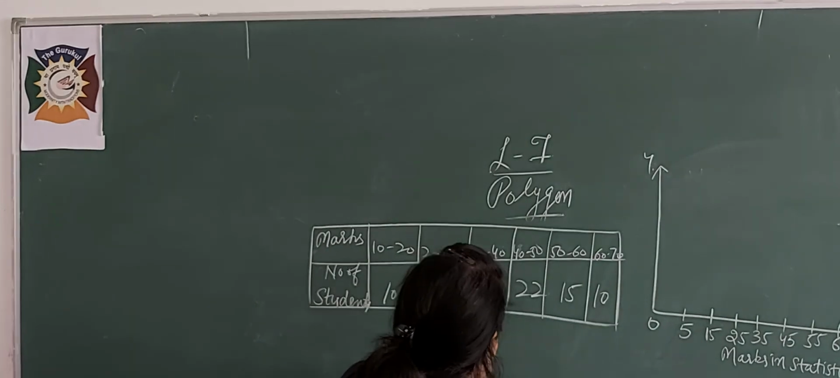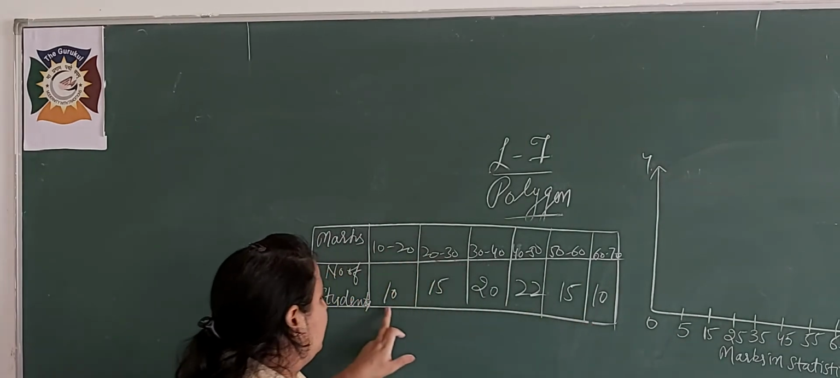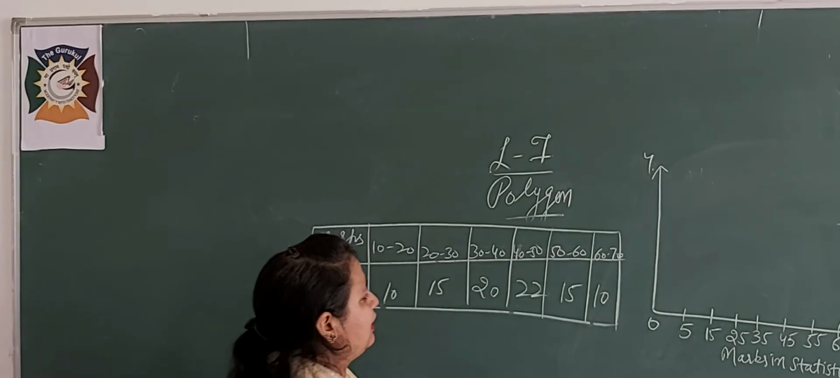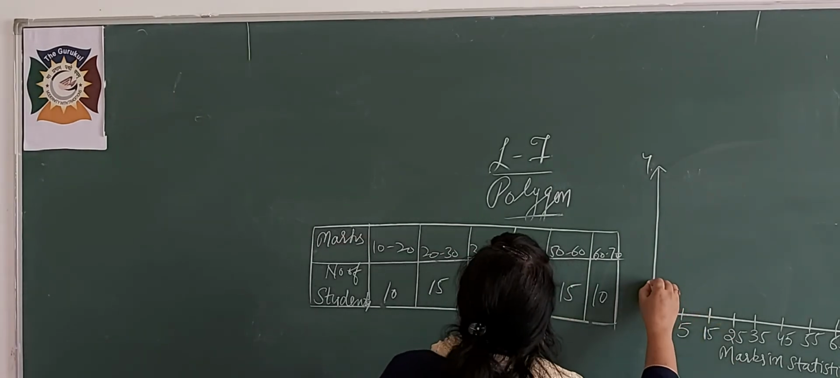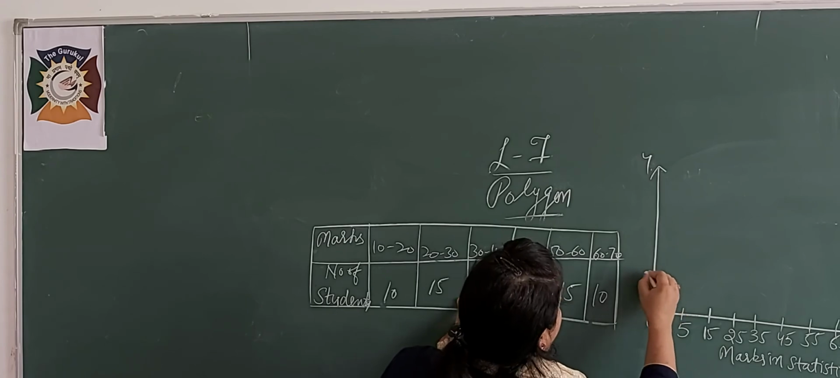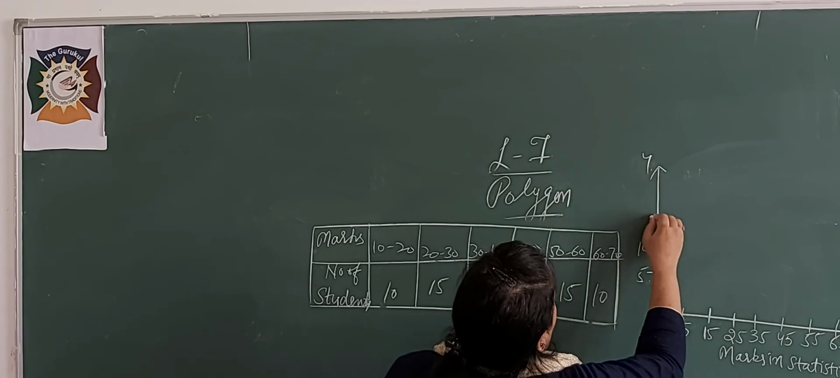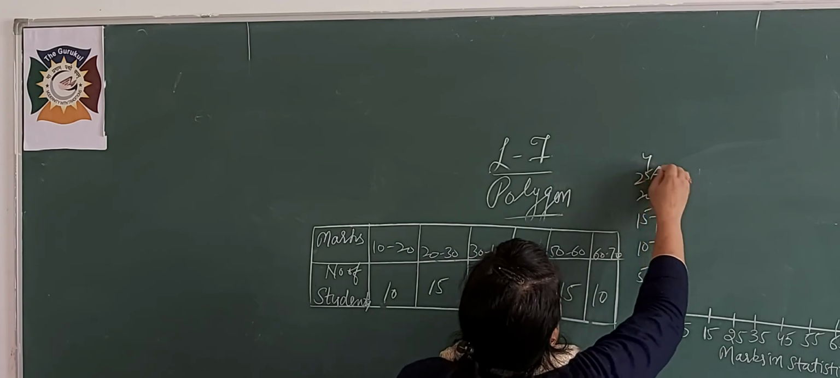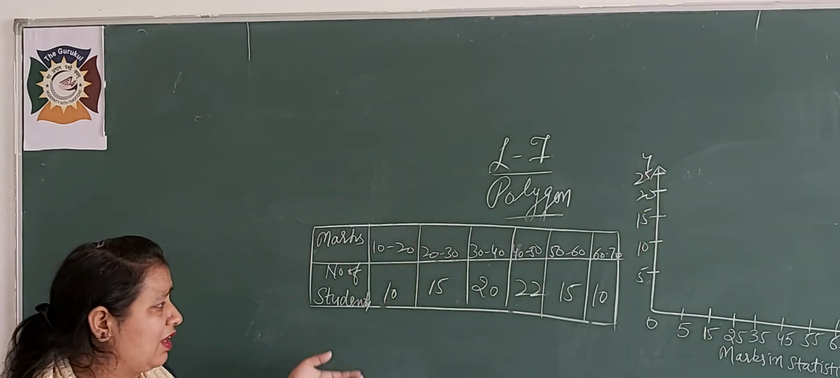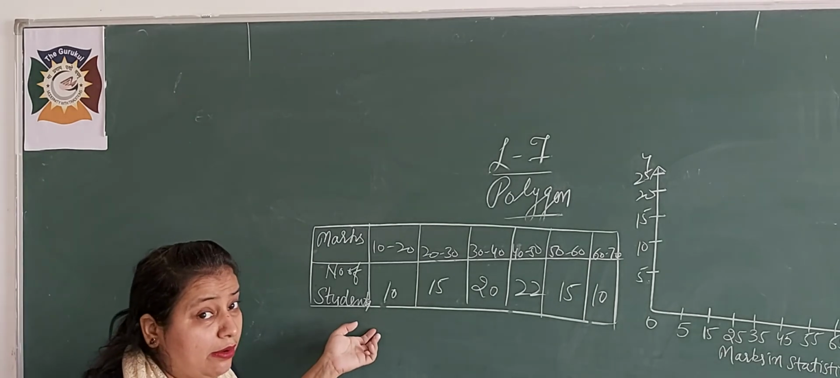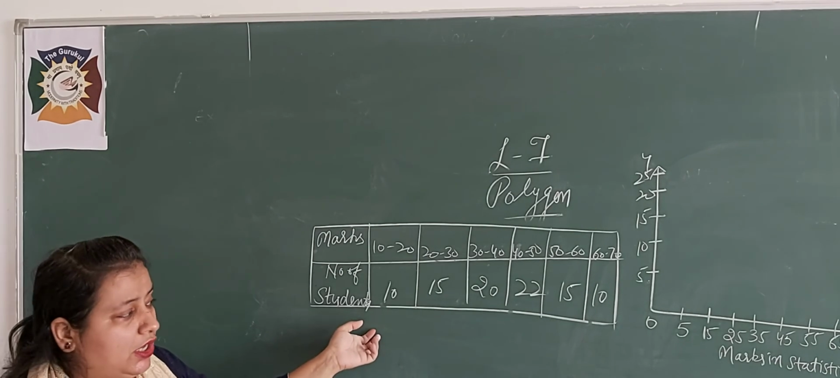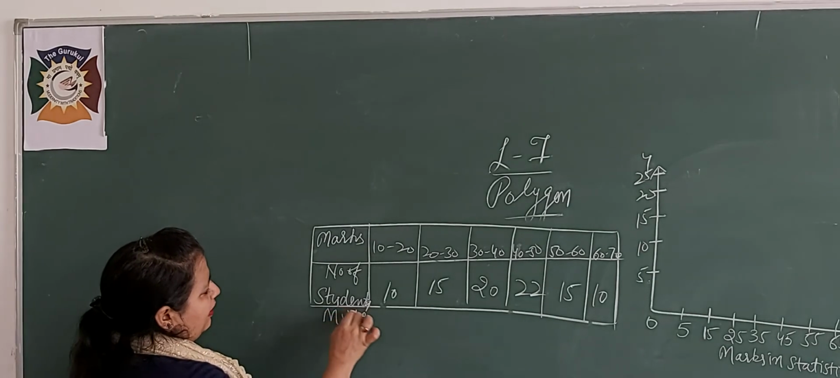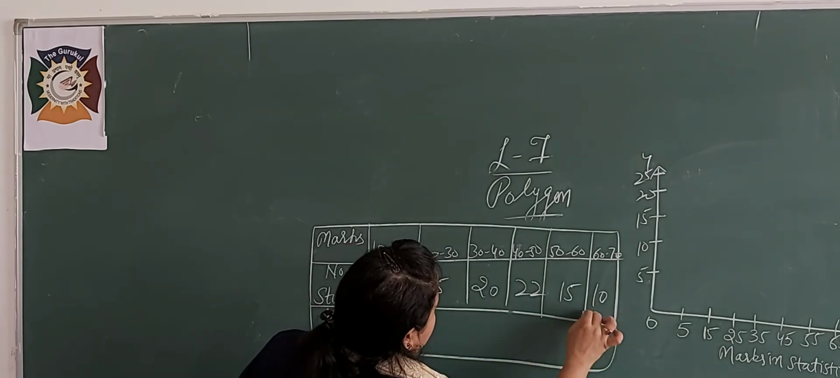Minimum, what do I have? 10, and maximum I have 22. So, let us start the number of students. I am taking 5, 10, 15, 20 and 25. What I have to do? I have to make a polygon but without histogram. Firstly, I will take the mid values.